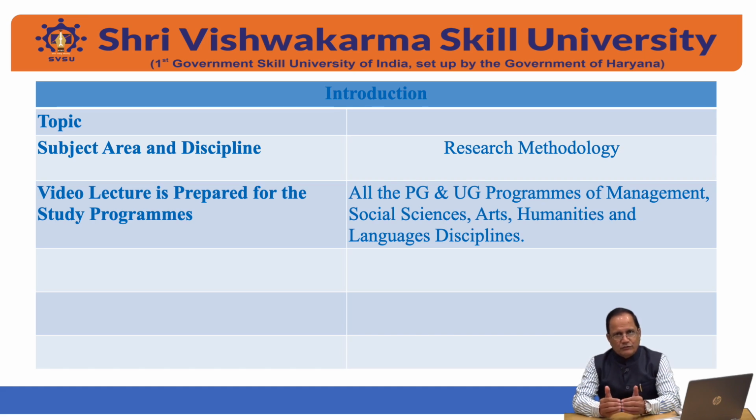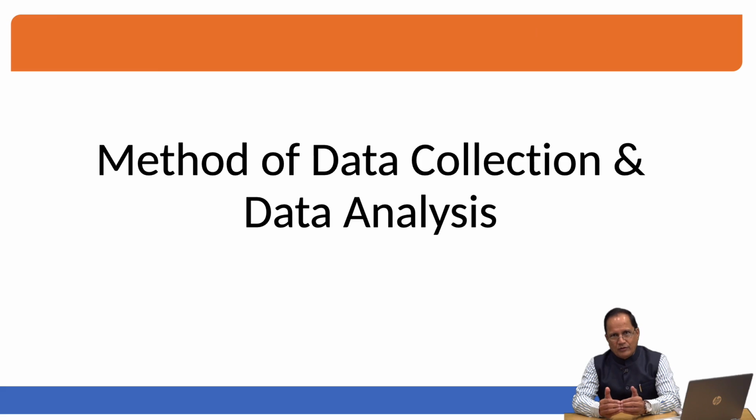If we see the sequence of conduction of research, we started with the problem identification, then setting of objective and hypothesis, and then we were discussing the literature review, and then we were talking about the research design or research methodology, and after that we were talking about the sampling techniques. So, this is a kind of sequence in conduction of the research.